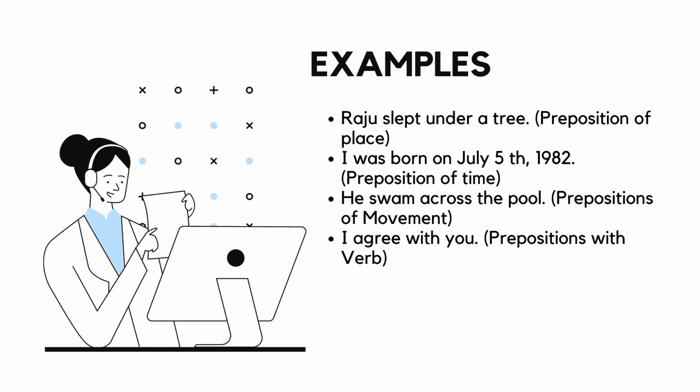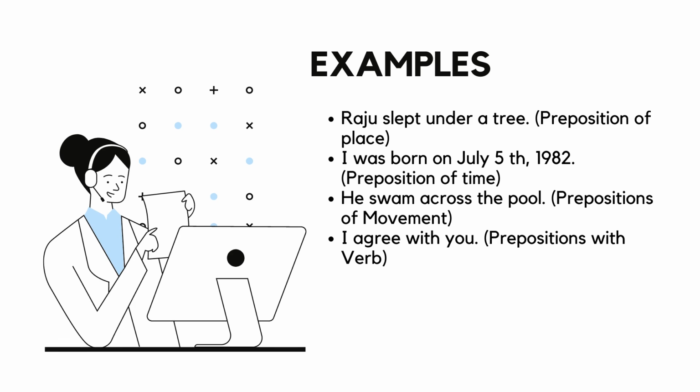Now let us see a few more examples to strengthen the concept of prepositions. The first one is, Raju slept under a tree. Here a preposition of place is used. Next is, I was born on July the 5th, 1982. Here on is used as a preposition of time. Next is, he swam across the pool. Here across is the preposition of movement.